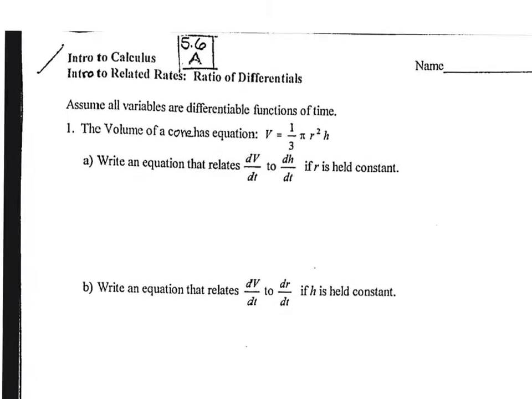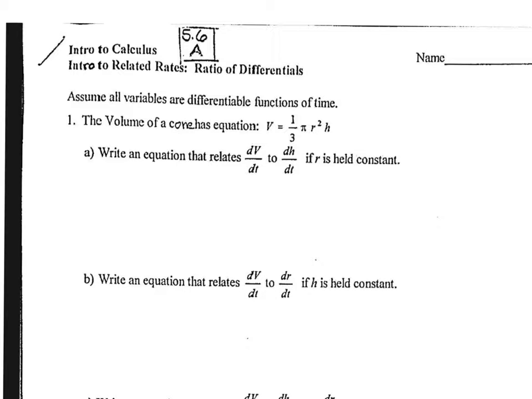So the derivative, dV/dt, is equal to... we're going to take the derivative of this. h is our variable, so the derivative of h is just 1. So we have 1/3 pi r squared, and now we're taking the derivative of h with respect to t, so it's going to be dh/dt.